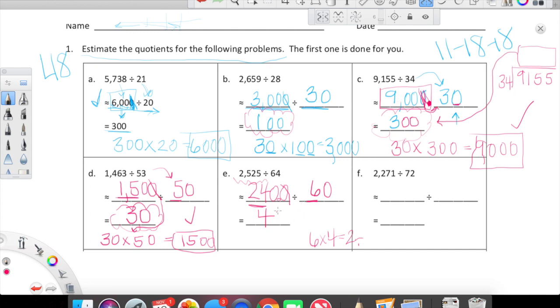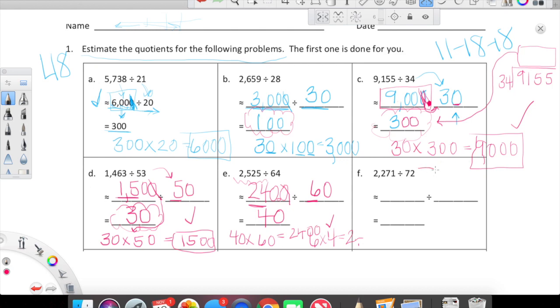I have 1 0 left, so I will put that in my quotient. Let's check ourselves, make sure that that is working out. We're going to check ourselves by multiplying 40 by 60. 4 times 6 is 24 with 2 zeros. Indeed! Woohoo! Let's look at one more here.